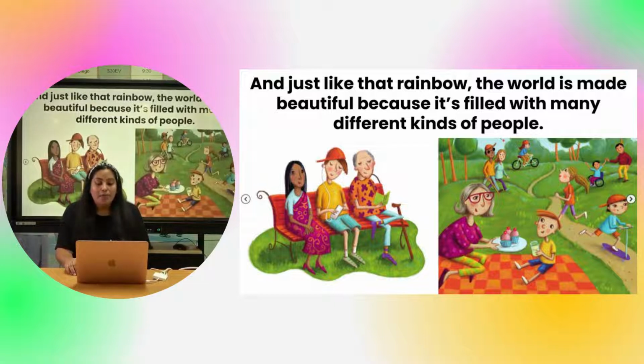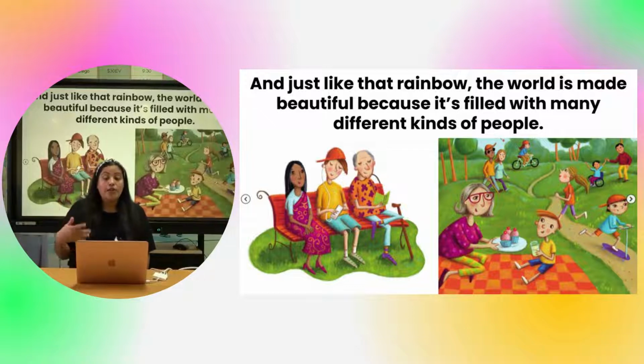And just like that rainbow, the world is made beautiful because it's filled with many different kinds of people. In the picture, we see lots of people, and they all look very different. And in this book, in one picture, we see 3 people on a bench, and they look different. We see one woman, maybe she's Indian. We see maybe a teenager, and we see an older man.